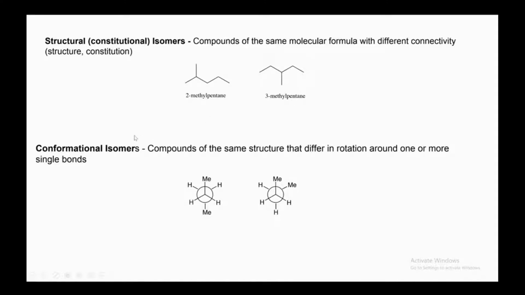The next type of isomerism, or stereoisomerism, is conformational isomerism. We will discuss the cyclohexane conformational analysis in detail in the next videos, hopefully. We define conformational isomers as compounds of the same structure that differ in rotation around 1 or more single bonds. So conformations are possible in all single bonds. They rotate freely around their axis along the single bond line.